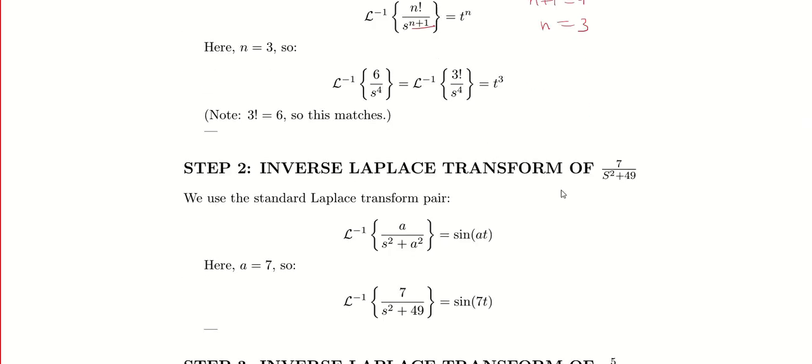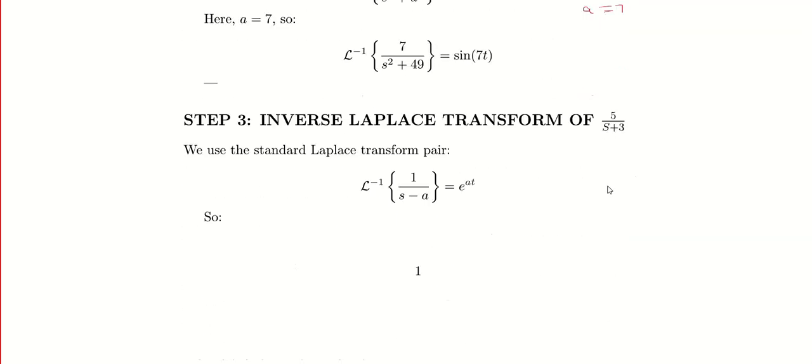And let's move on to 7 over s squared plus 49. This is of the form a over s squared plus a squared. I can rewrite 7 over s squared plus 49 as 7 over s squared plus 7 squared. Clearly, a has to be 7. So instead of sine of at, we'll say it's sine of 7t.